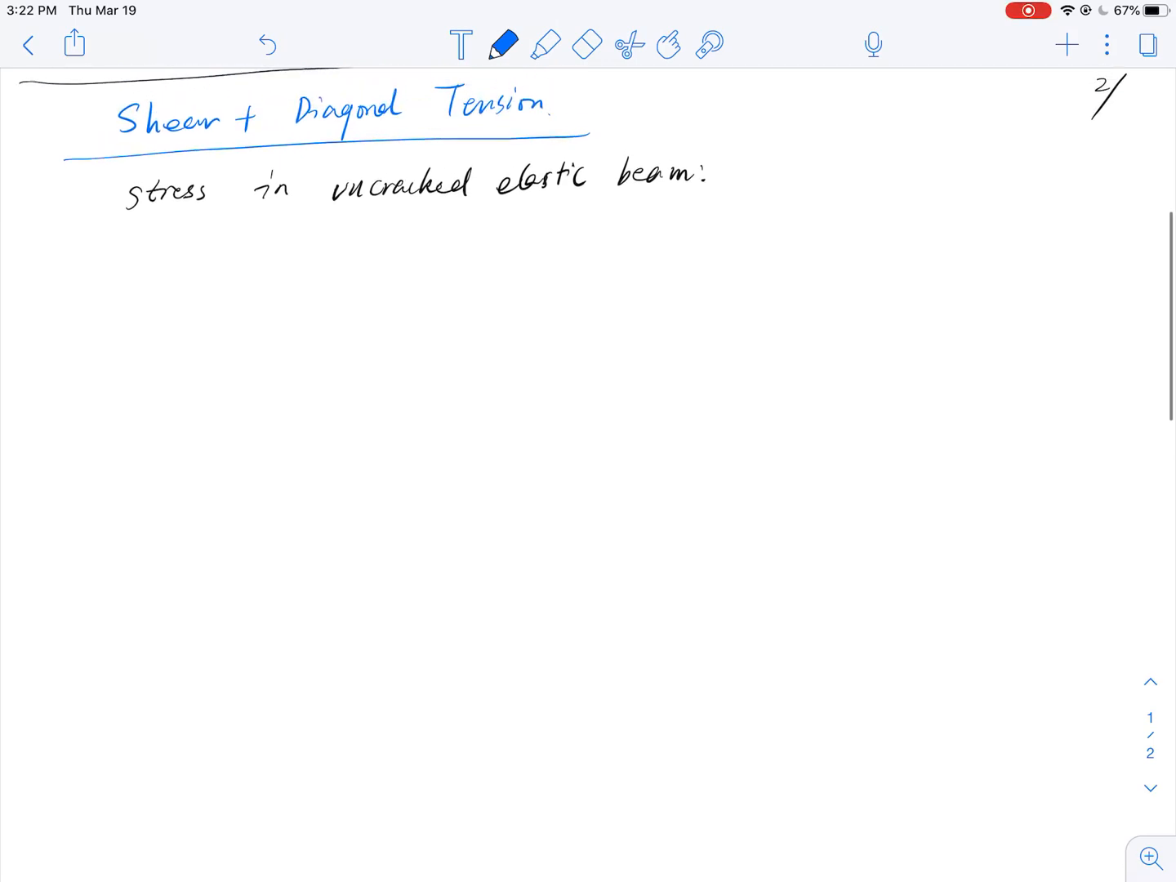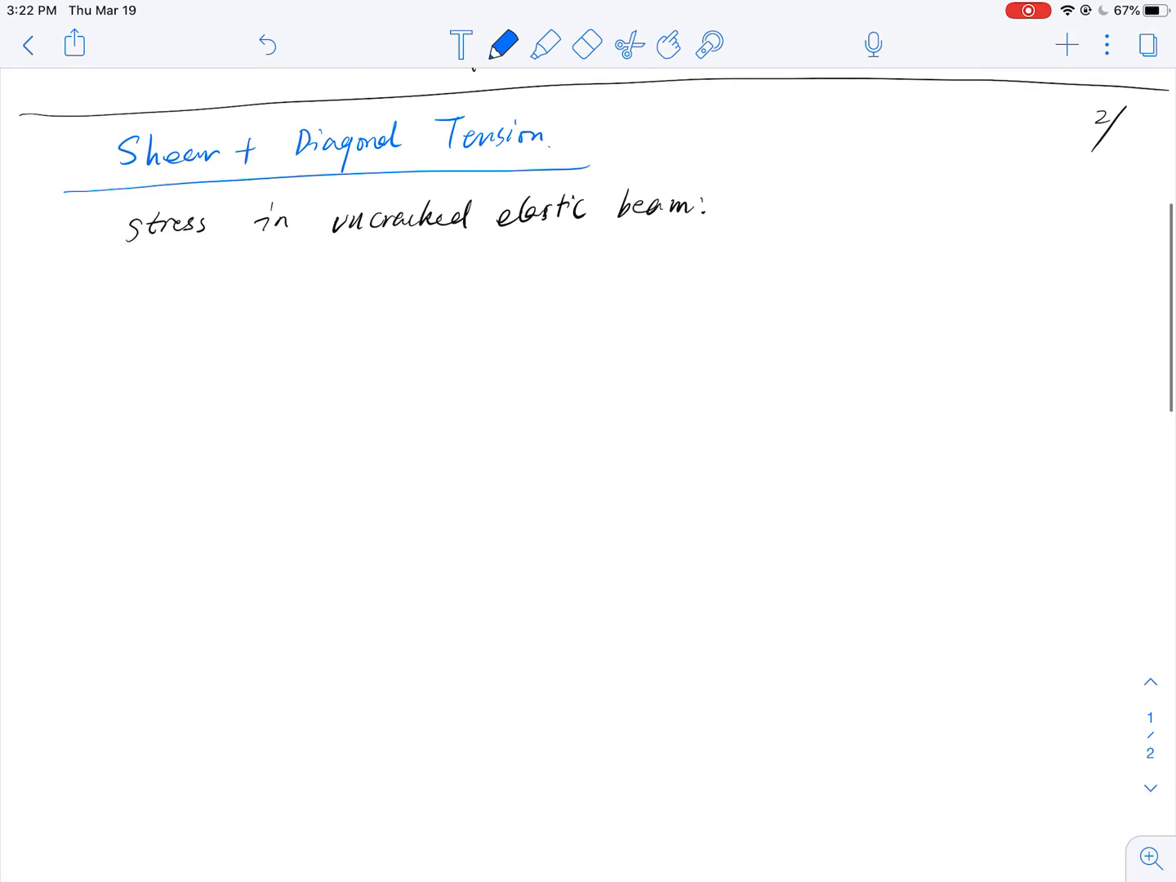Hello, let's resume shear analysis, okay? So first of all, let's take a look at the shear stress in the beam. Well, matter of fact, let's just take a look at the stress in the beam.